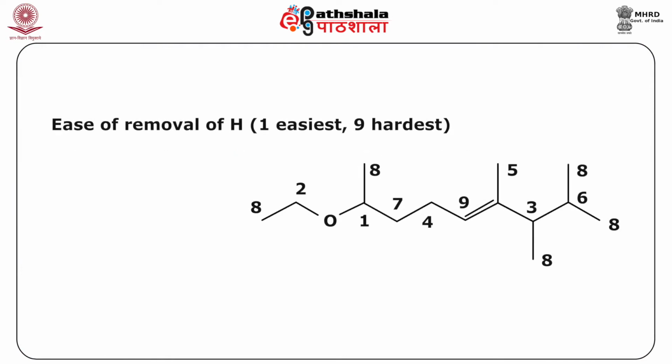As can be seen here, the ease of removal of the hydrogen is in the order from 1 to 9, 1 being the easiest of all and 9 being the hydrogens as shown in the given structure. In case of allylic or benzylic halogenation, free radical halogenation is commonly applied because the radicals formed are most stable.